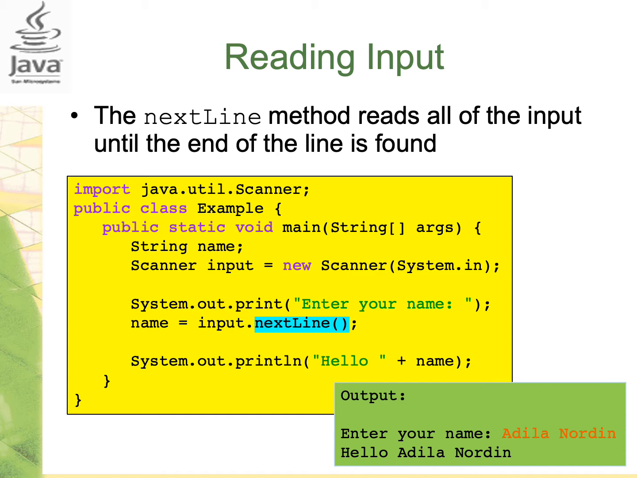In the next line, we have System.out.print("Enter your name"). I use the print method instead of the println method because I want the user to enter their name on the same line as the sentence. If I use println, the cursor will be on the next line. Since I expect the user to type in their name, whatever the user types will be assigned to the variable called name. And finally, I want to see what has been entered, so we have System.out.println("Hello " + name), reading the value in the name variable. If I run this code and enter my name, it will display Hello Adila Nordin.